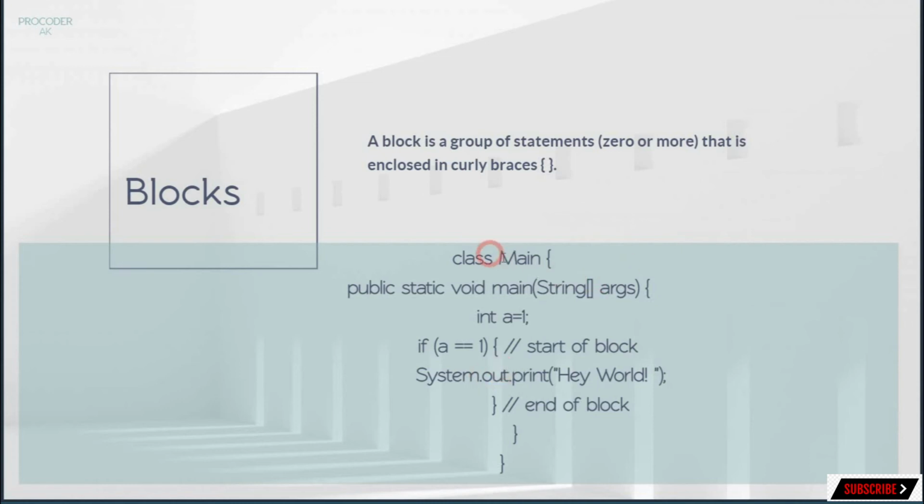In this example we have a class, and inside the main method we have an integer a with value 1, and we have given a condition: if a is equal to 1, then it will print hello, otherwise it will not print anything. This is the start of the if block, and this is the end of the if block. Similarly we have the start of the main method block, and this is the end of the main method block. And similarly for the class, this is the start and this is the end of the block.